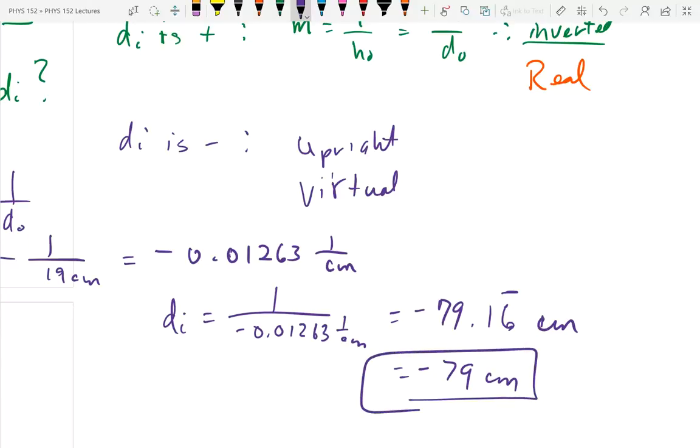What does it mean that my distance image is minus 79 centimeters? Virtual. Virtual, upright, on the same side as the object. How many people had virtual, upright, on the same side as the object? Okay, we had roughly half the class with that answer.